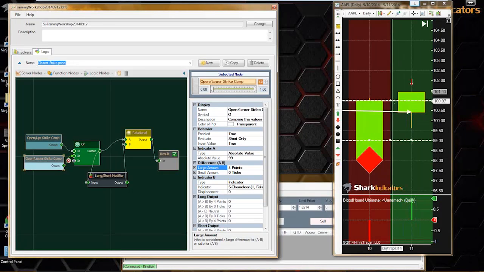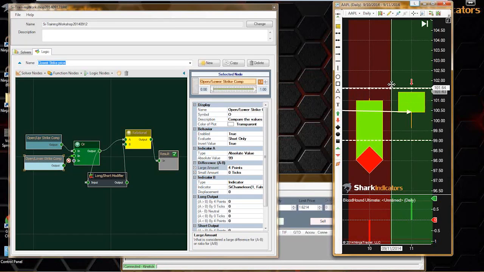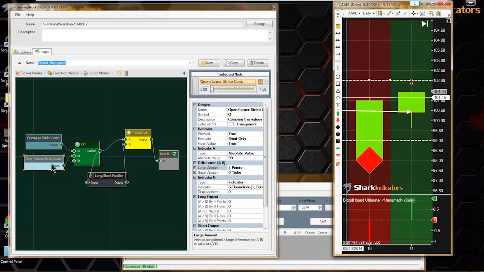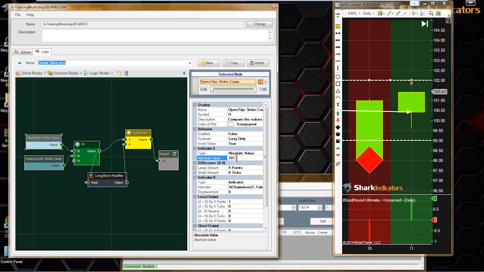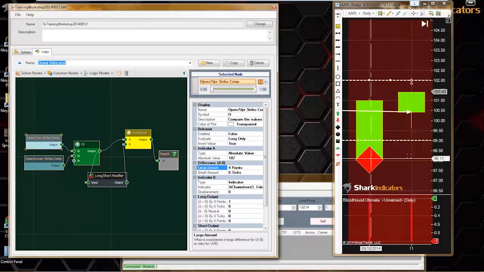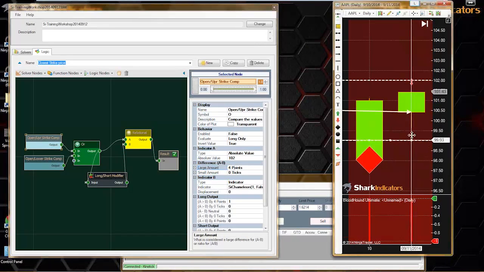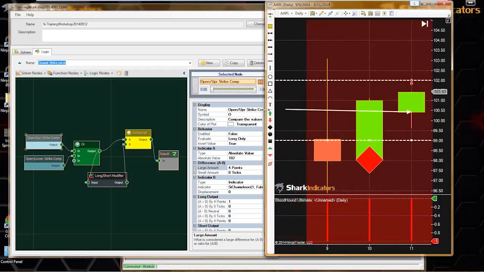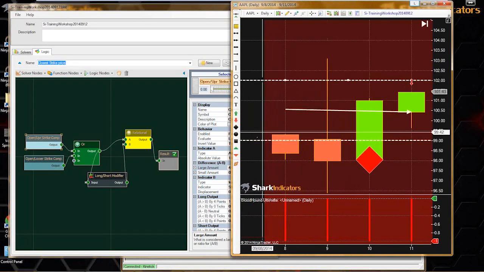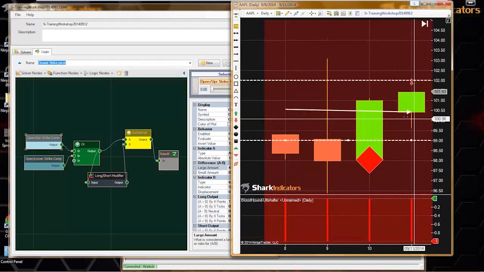Let's do another little test here. Let's say our upper strike price was actually at 102. Then what we need to do is change the value of our upper strike price in the solver to 102. And now we'll take a look, and essentially we're back to BloodHound telling us that the lower strike price is now closer to the open price. So essentially that's how you can check which value is closer to another value.